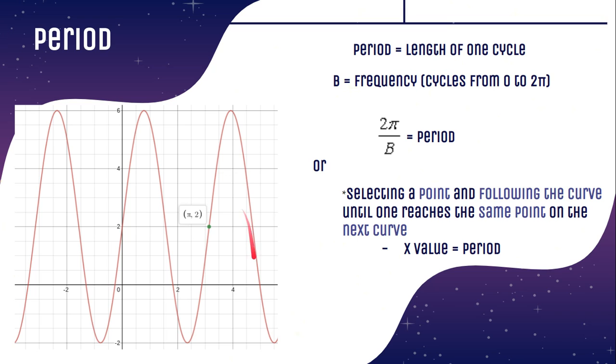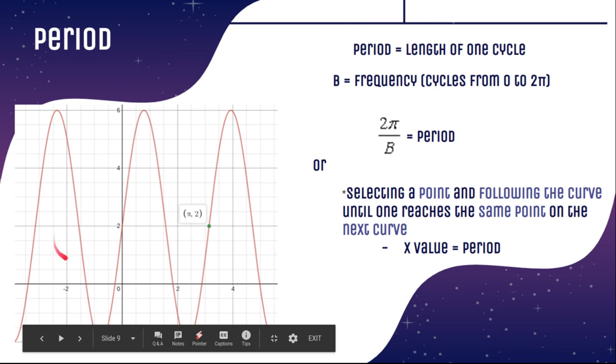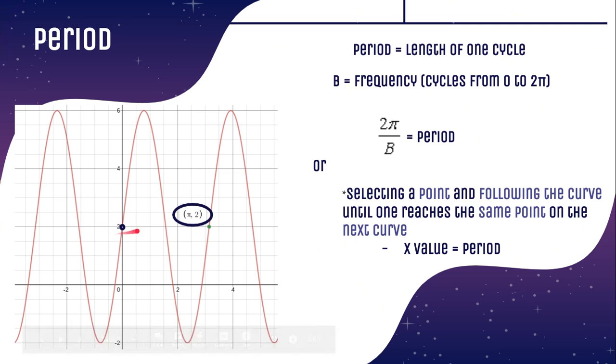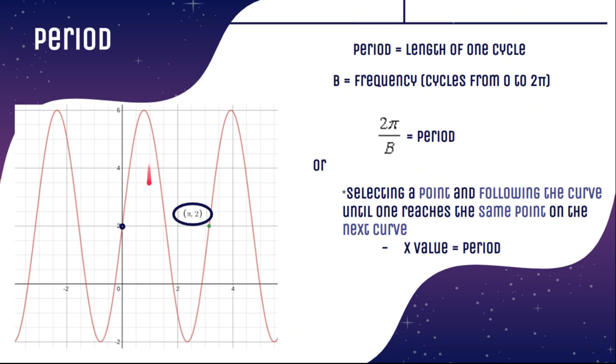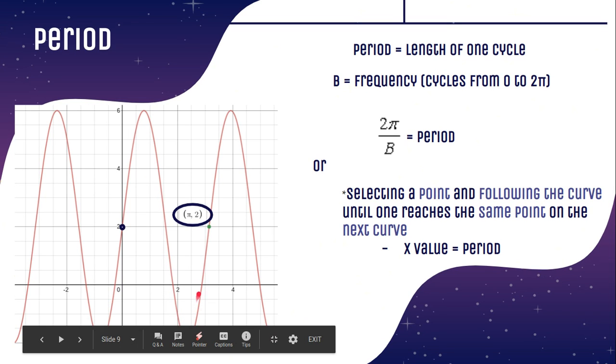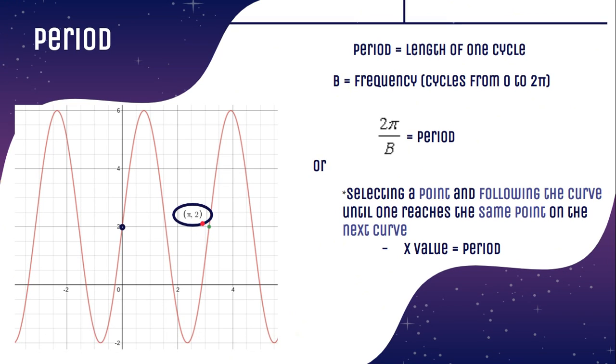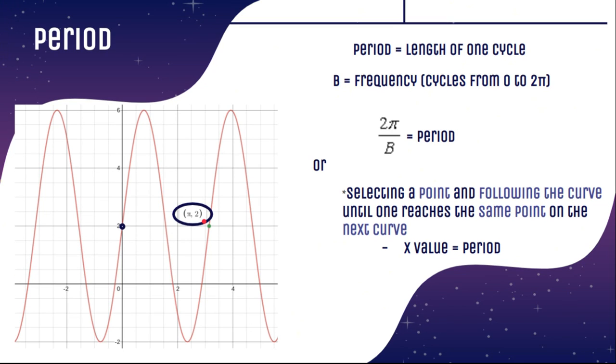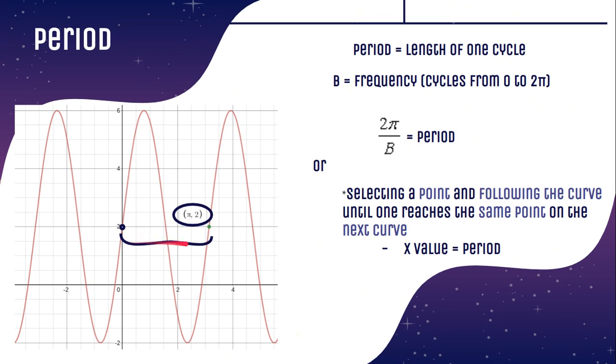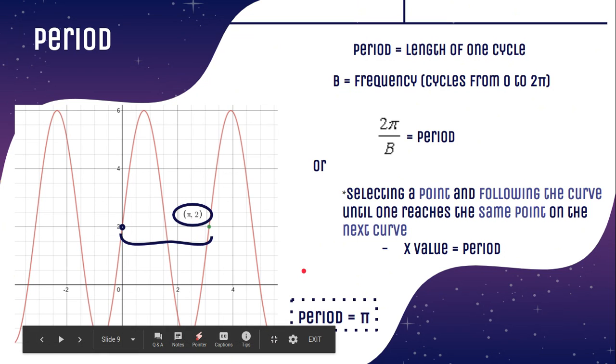Now, having to use that and find the period of this graph, I chose the point (0, 2) and followed the graph until I reached the same point but on the next curve, and that coordinate would then be (pi, 2). Now, knowing that the period is equal to the x value of that coordinate, then I know that this period right here is equal to pi. And my answer for the period is that the period equals pi.